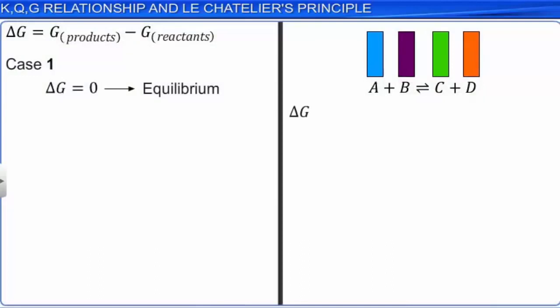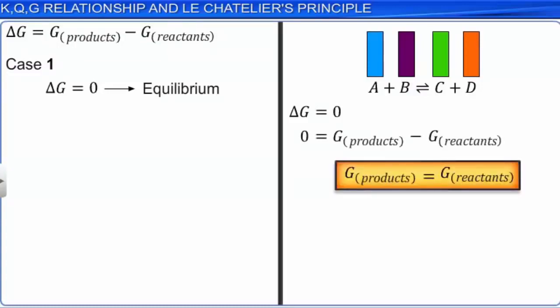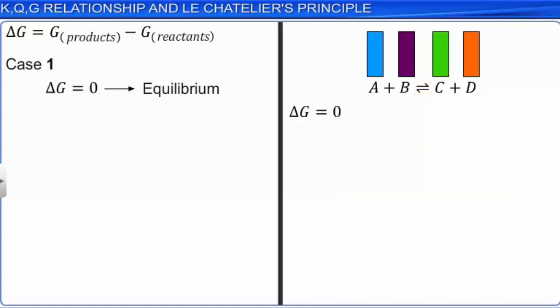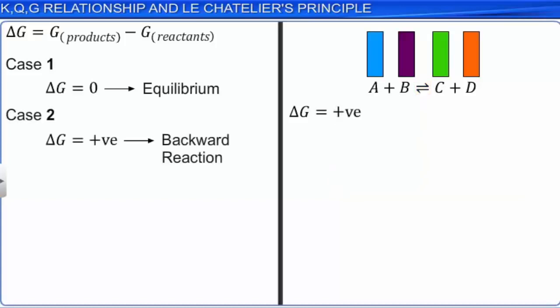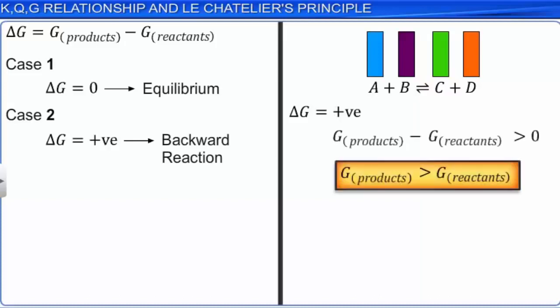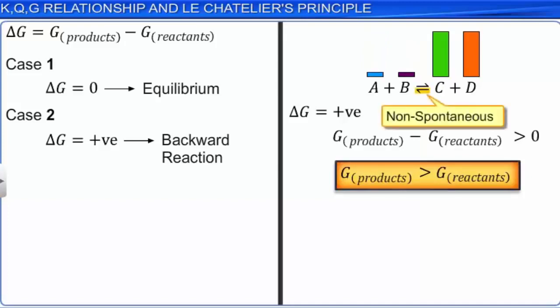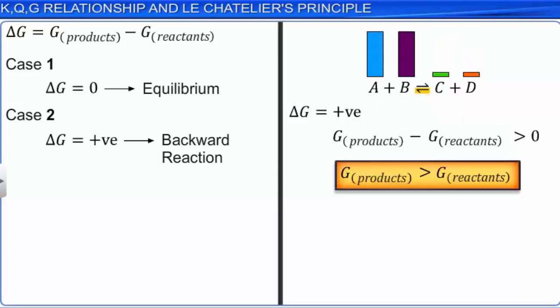When delta G is equal to 0, it means that the Gibbs energy of the products is equal to the Gibbs energy of the reactants. At this stage, the system is said to have achieved equilibrium. When delta G is positive, it means that the Gibbs energy of the products is greater than the Gibbs energy of the reactants. Hence, the reaction is considered non-spontaneous and proceeds in the backward direction. In other words, the products are converted back into the reactants.